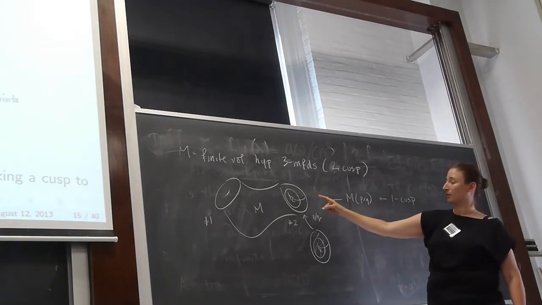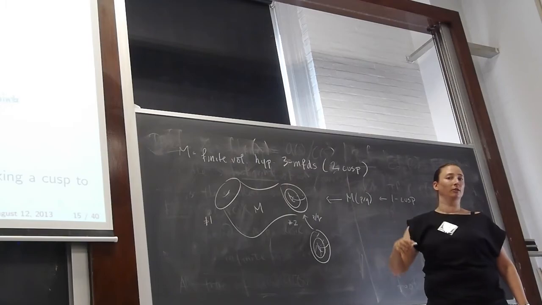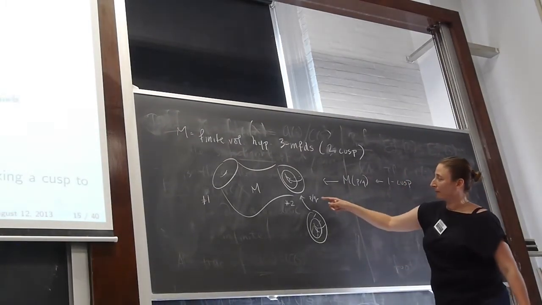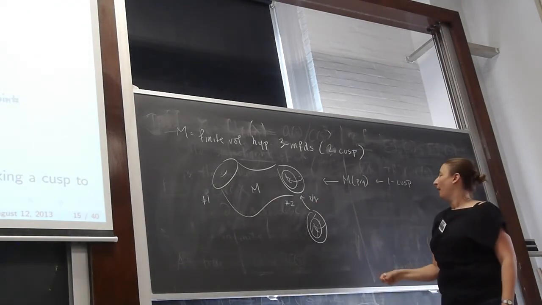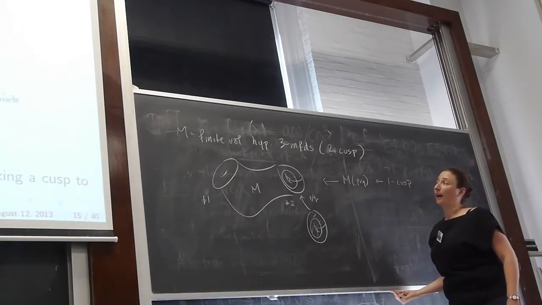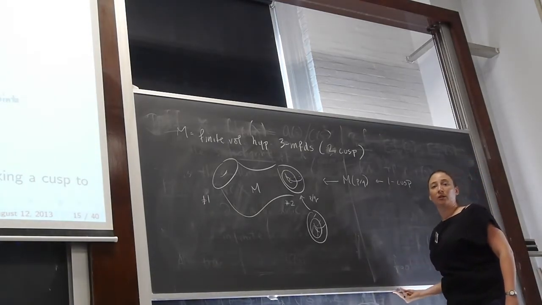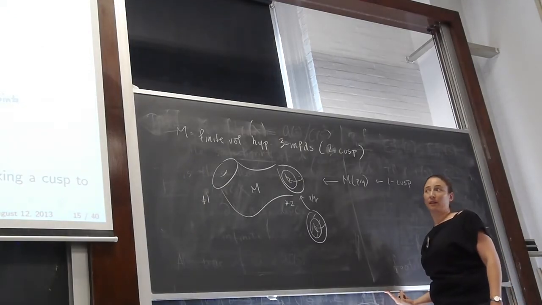It's going to get attached, half the time you do it wrong, p meridians, q longitudes, something like that. Okay. But I have infinitely many parameters, one for each rational number, and I'm going to get infinitely many one cusp manifolds out of this. Okay? And Thurston showed that all but finitely many p over q's, since I started with a hyperbolic thing, are going to give me a hyperbolic thing.